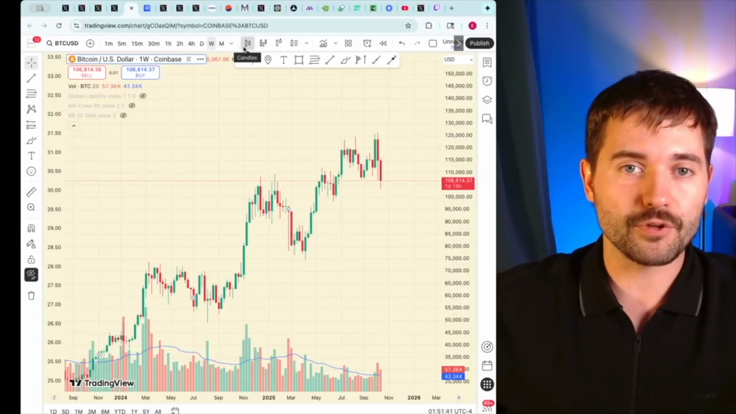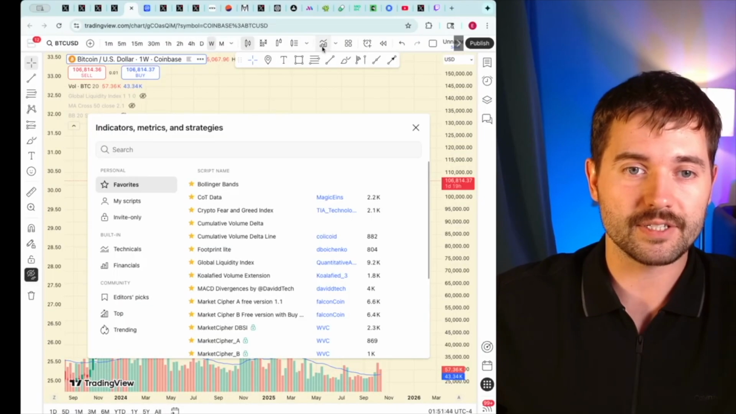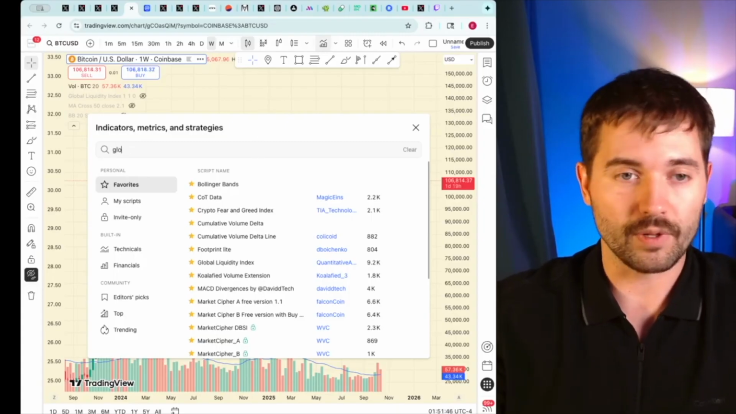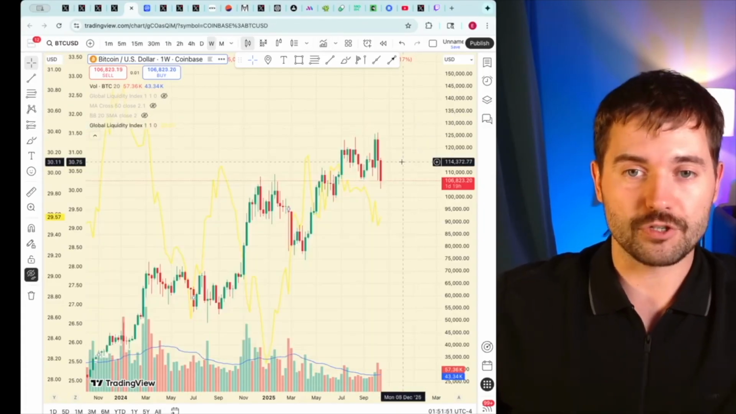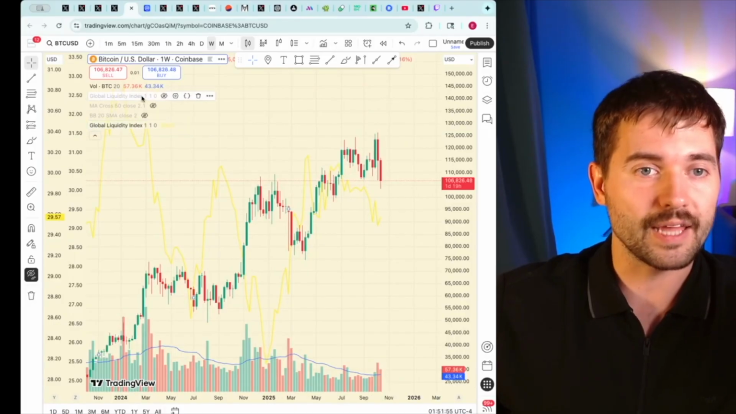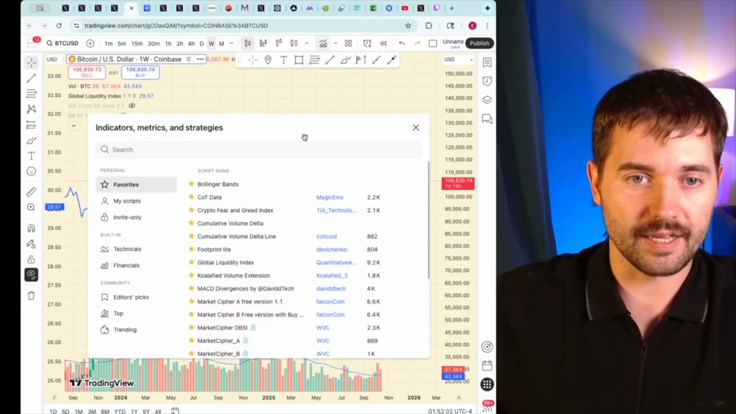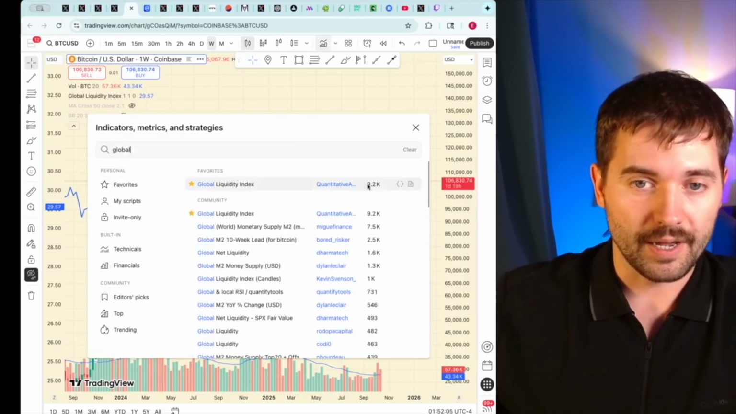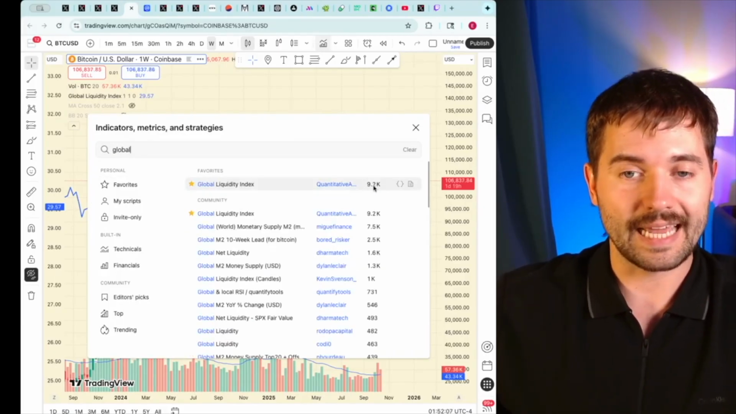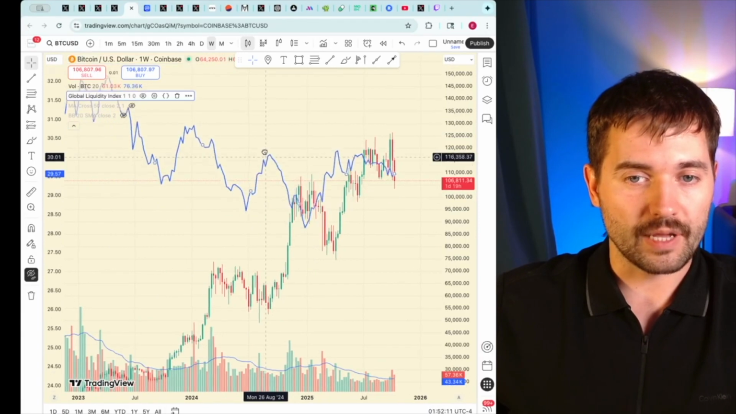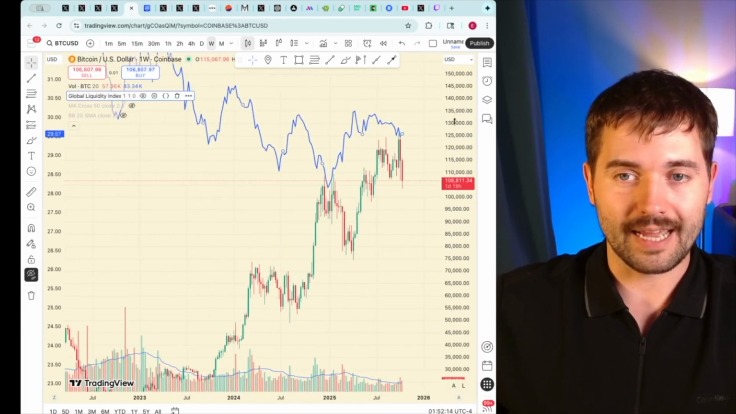Let's open a chart. This is the Bitcoin chart. On TradingView, you can go into the indicators and just type in global liquidity. I already have it added, so I'm not going to add it one more time. The name for this indicator is Global Liquidity by Quantitative, with about 9,000 likes. Just put it on as an overlay for whatever asset you're tracking.